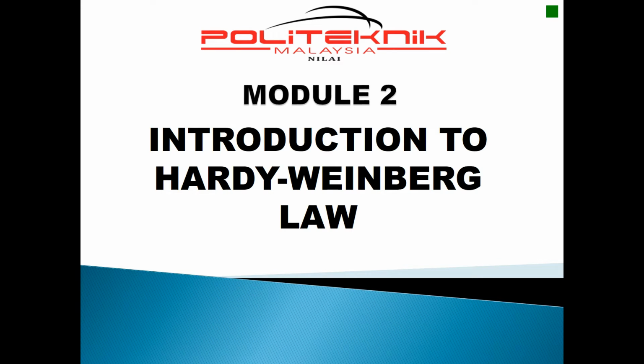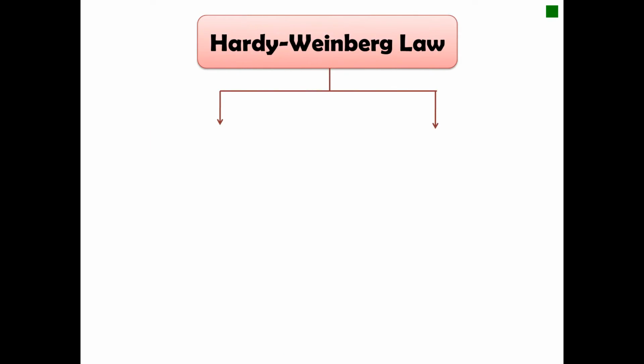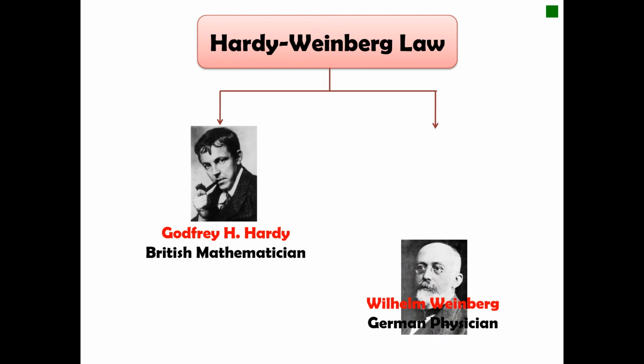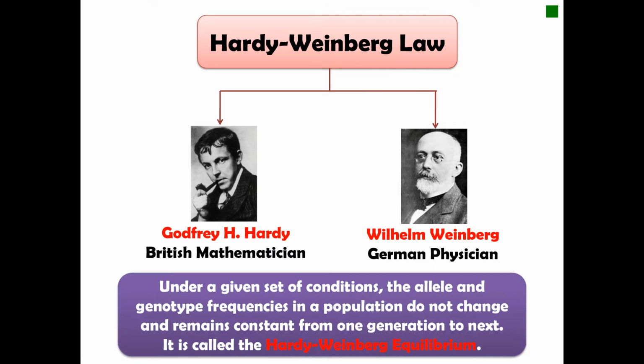So, let's get started. In 1908, a British mathematician, Hardy, and a German physician, Wilhelm Weinberg, independently derived a simple mathematical expression that predicts stability of allele and genotype frequencies from one generation to the next. It is called the Hardy-Weinberg equilibrium. It states that under a given set of conditions, the allele and genotype frequencies in a population do not change and remain constant from one generation to the next.